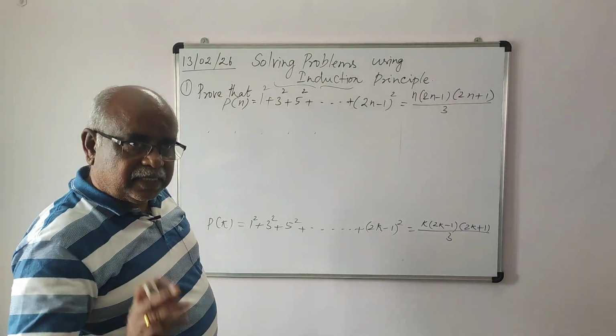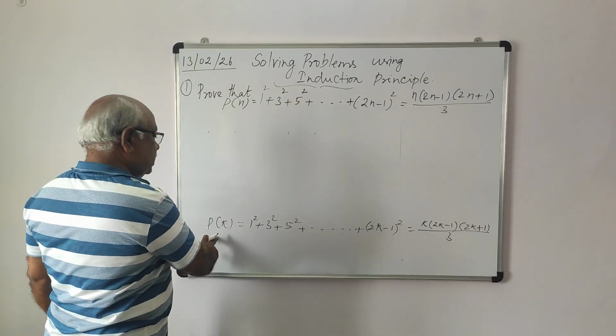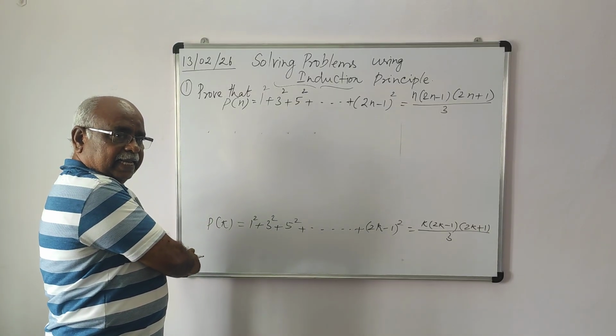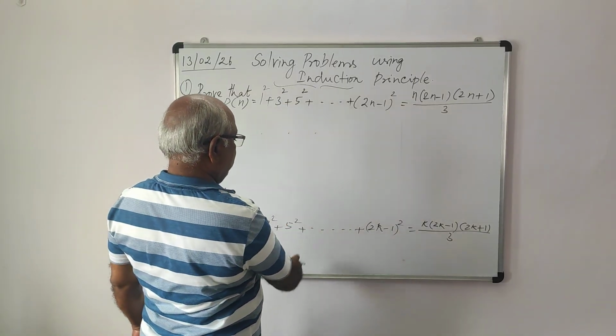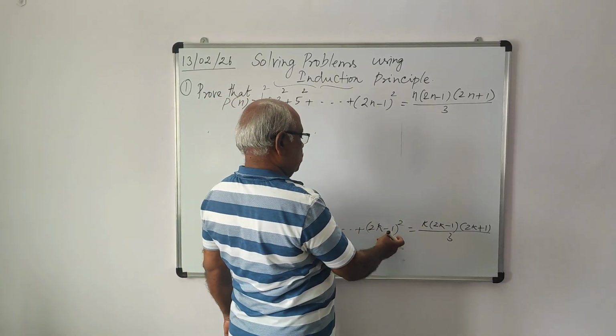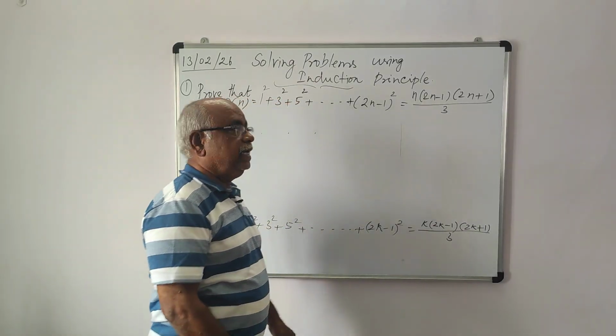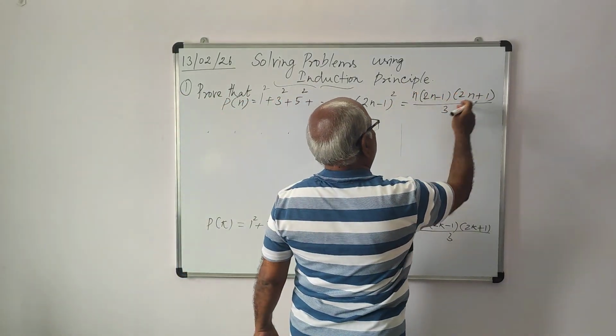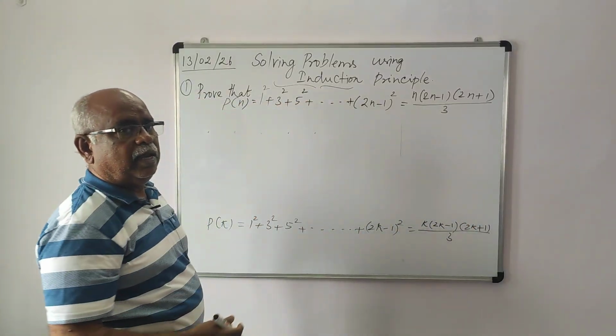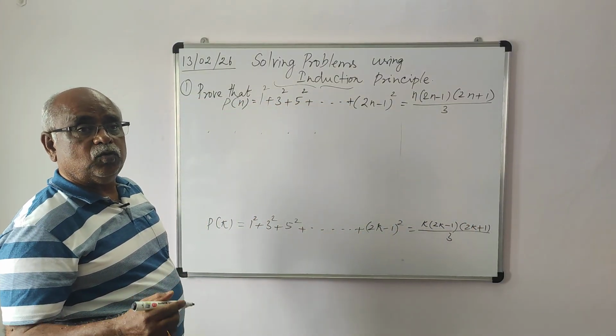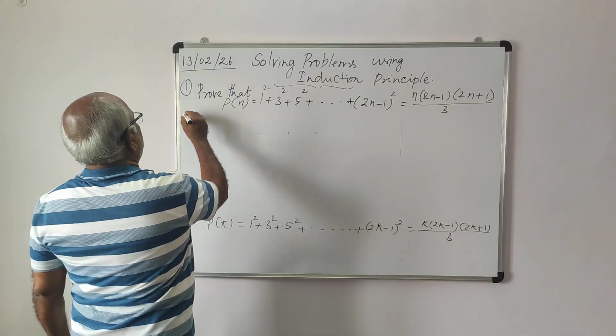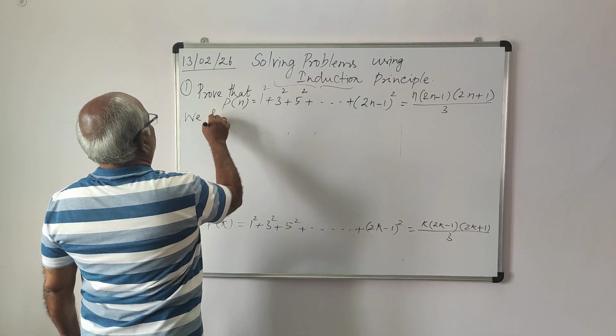See, in the second induction step, we assume that the result is true for n equal to k. That is 1 square plus 3 square plus 5 square etc. plus (2k minus 1) whole square equal to k into (2k minus 1) into (2k plus 1) by 3. We are assuming the result. And we have to prove that the result is true for n equal to k plus 1. This is our induction principle.